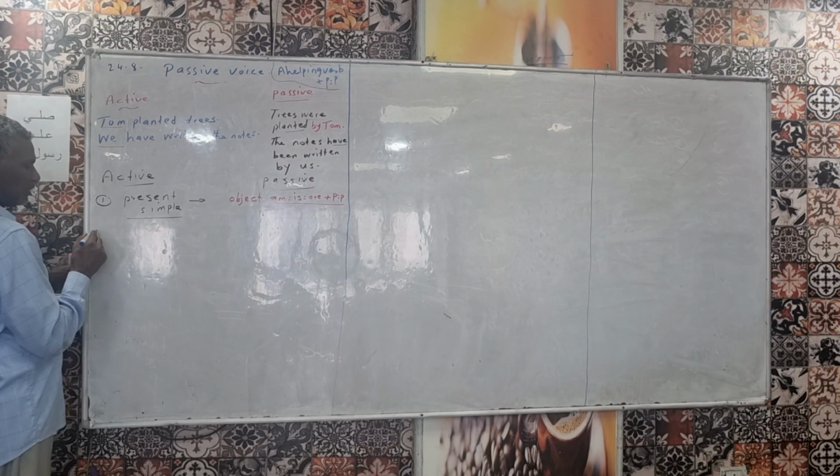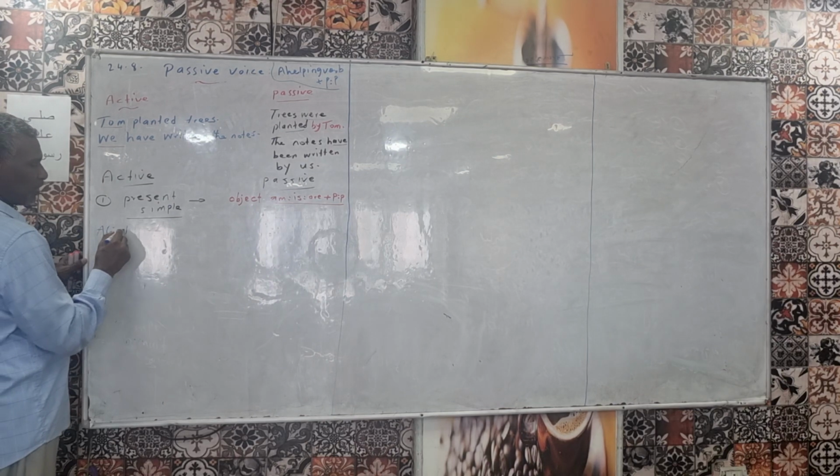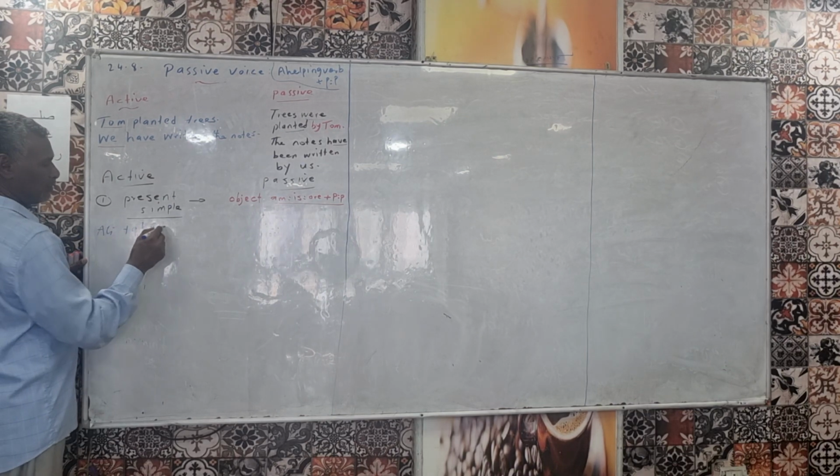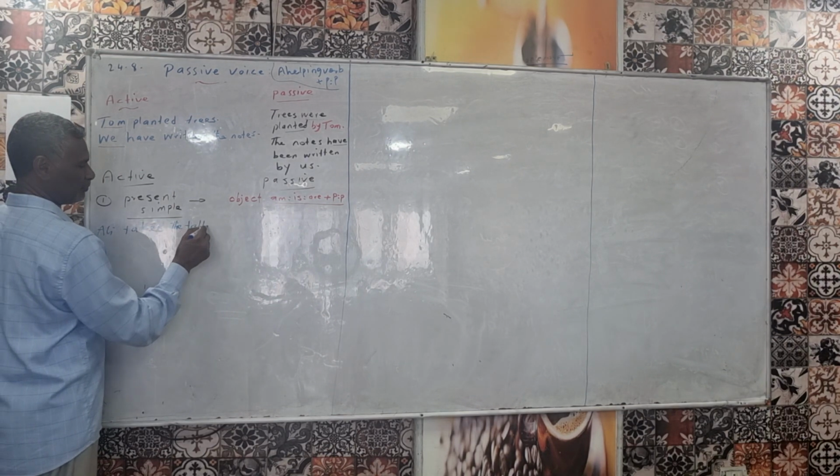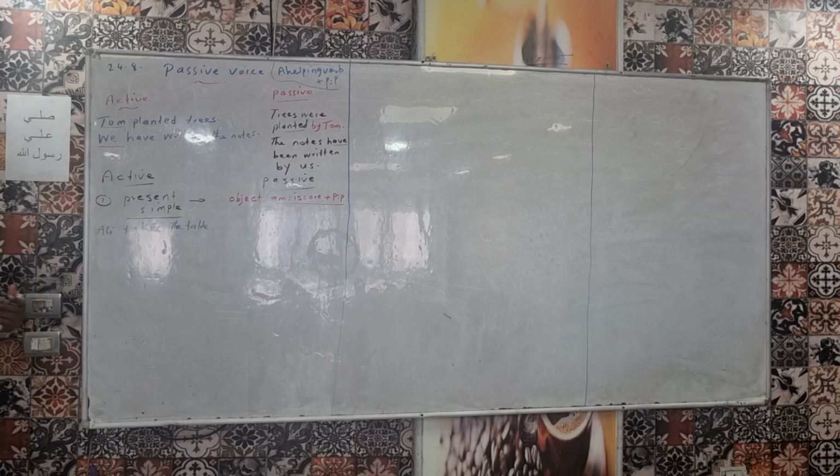Take for example, Ali takes the table. Ali takes what? The table. Is it an active voice or passive voice? Active voice. Why? Because we know the subject. The subject is Ali. Then the tense is?